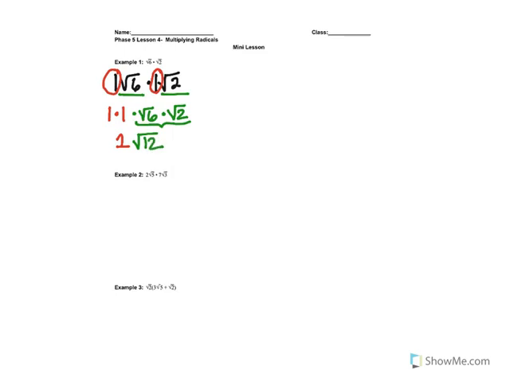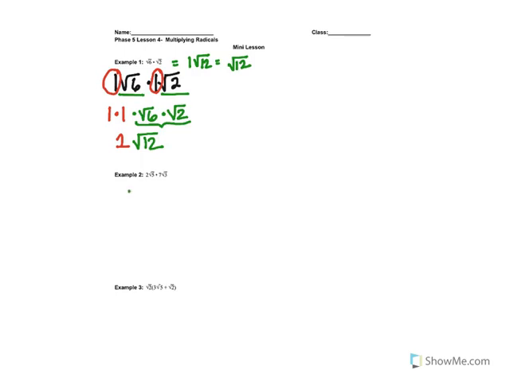So radical 6 times radical 2 is equal to 1 square root of 12, which is just the same thing as the square root of 12. All I did was multiply what's outside of the radicals, the 1 and the other 1, that gave me 1, and then multiply what's inside of the square roots, the 6 and the 2, to give me 12. So we're going to apply that same idea here in example 2.